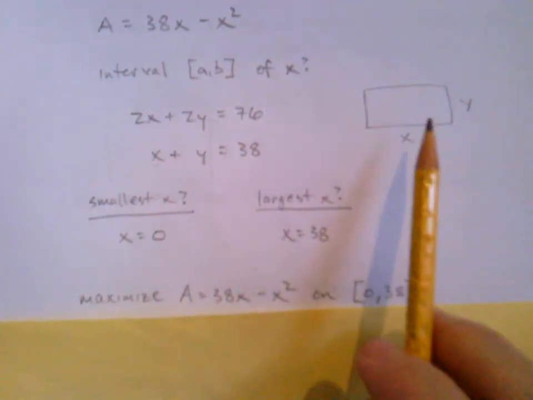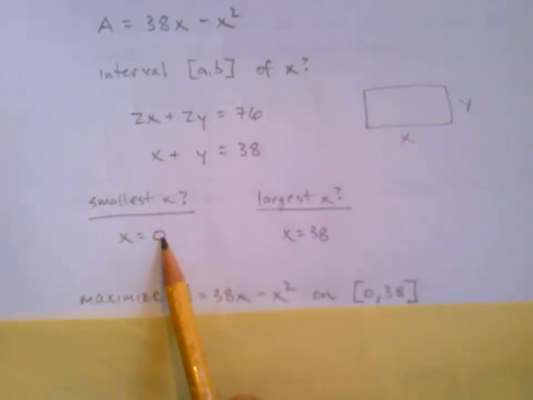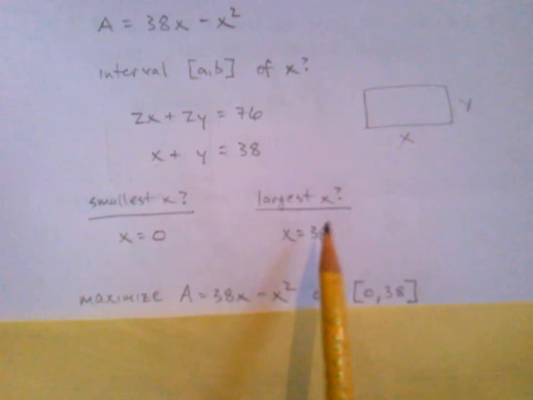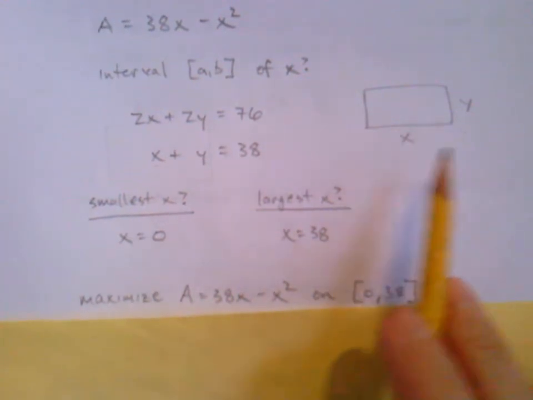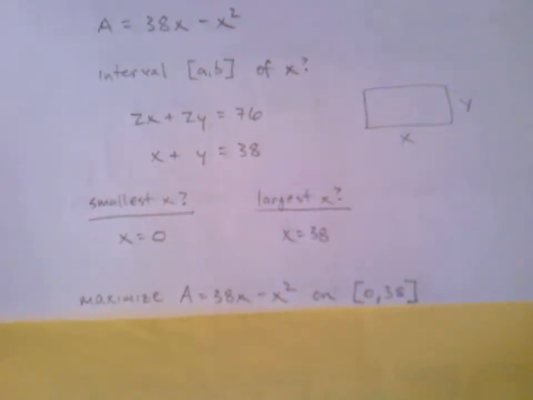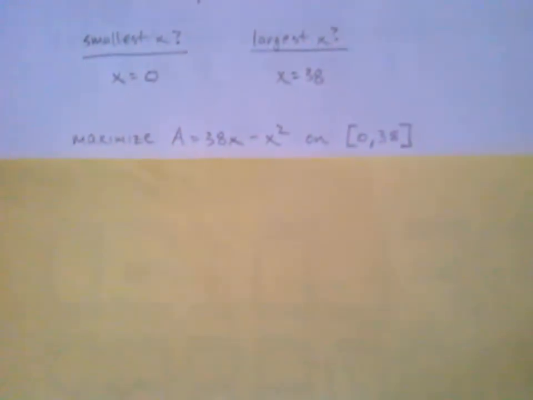Now, remember, we're trying to maximize the area. So probably we're not going to want either of these to be true, but we need those boundaries. Certainly x can't be negative, and we can't make x any bigger than 38 because we've got to double back, right? Okay. We know it's somewhere between.